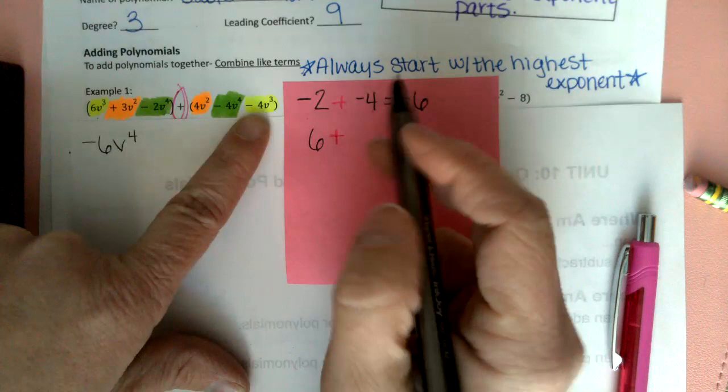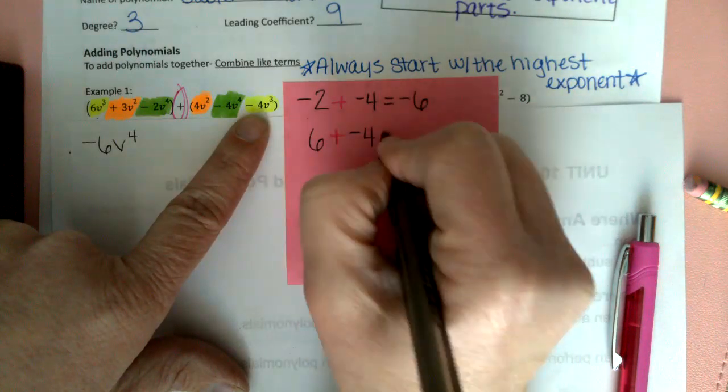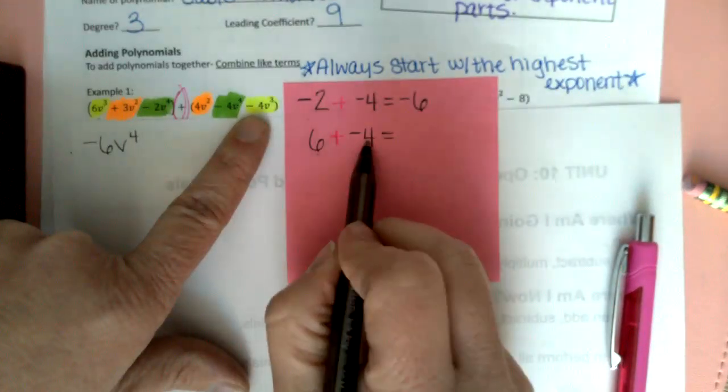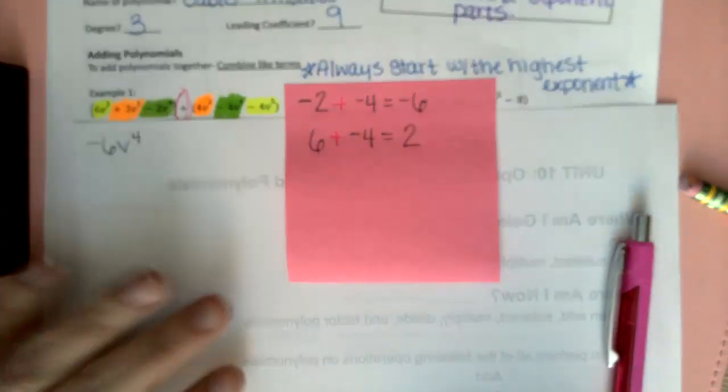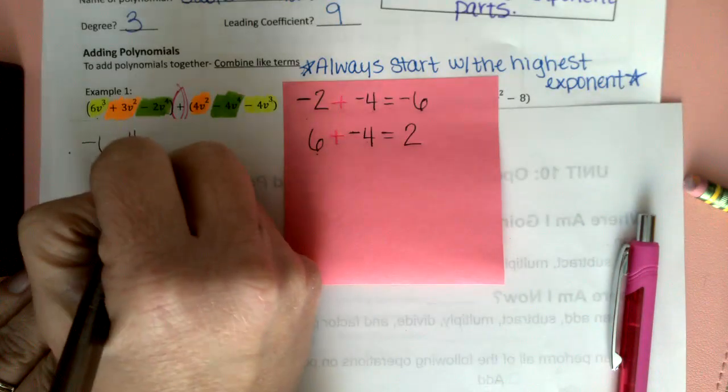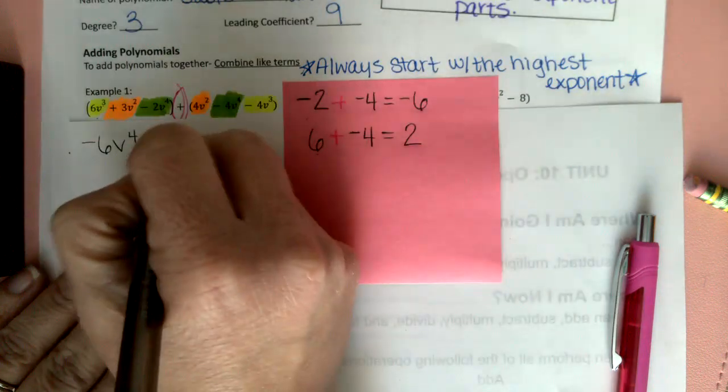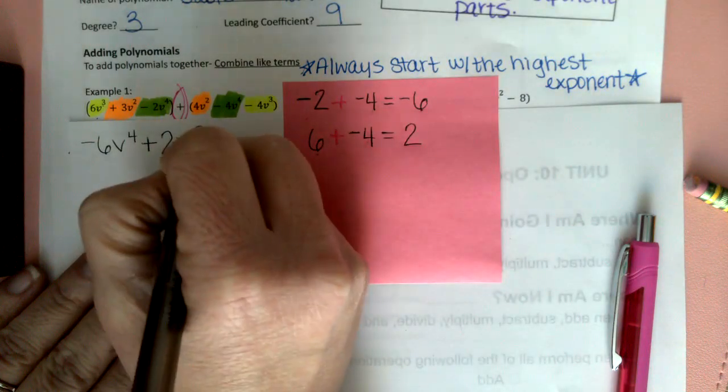And then my other yellow was a negative 4. As I type that in, 6 plus negative 4 is a positive 2. Okay, so that would give me a positive, that's where the plus sign comes from, 2v cubed.